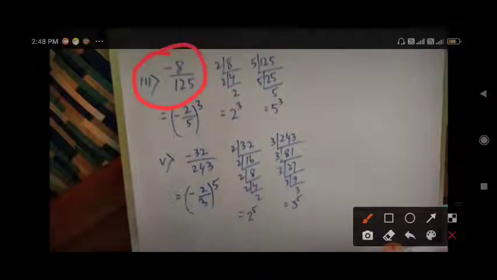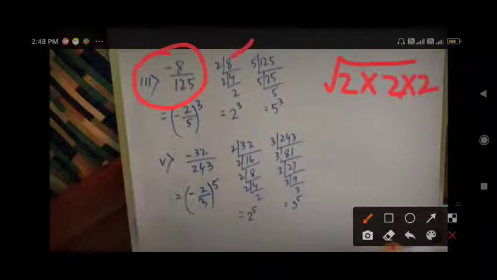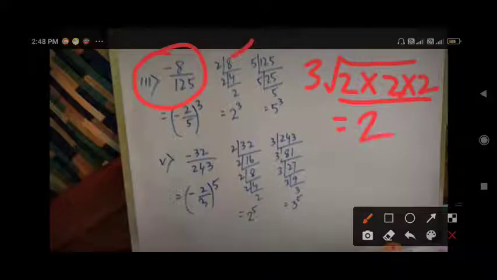-8 upon 125. So we have to factorize 8 and we get 2, 2 and 2. For these 3 twos, 1 two comes out from the root, that's why it is 2 cube. Similarly, the cube root of 125 is 5, means we can say 5 cube is equal to 125. So we can write -8 upon 125 means -2 upon 5 to the power 3.